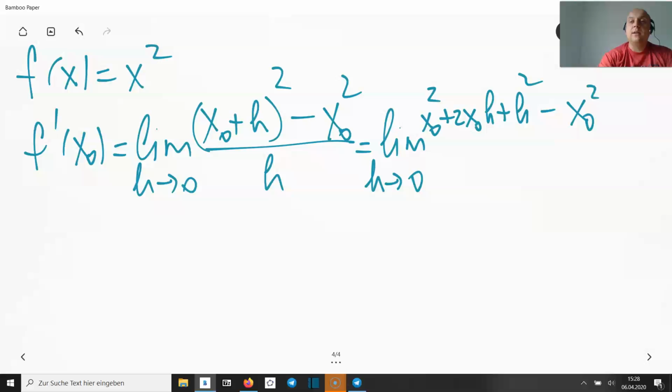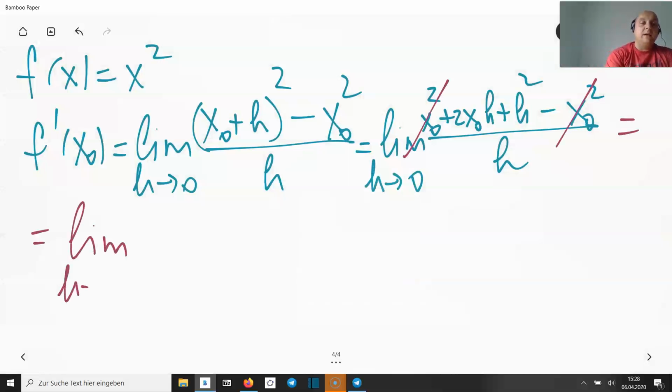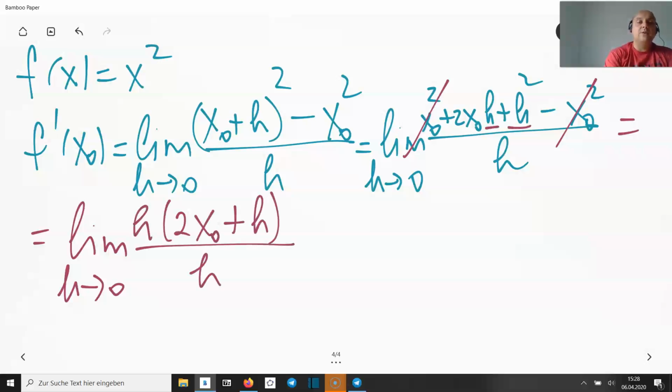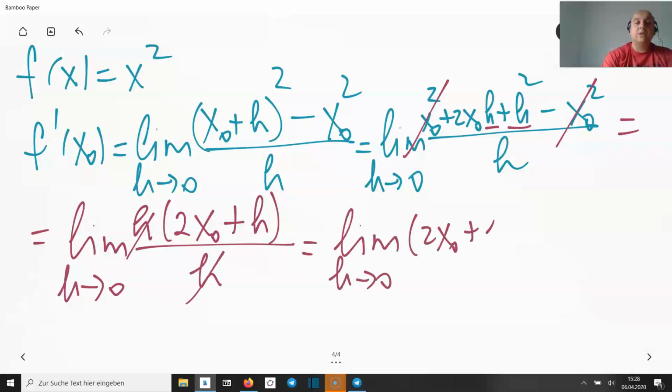Minus xo squared divided by h. And now you see those two are gone. Now we have the limit as h goes towards 0. Well, you see, we now have a common factor h. We can take it outside of the parentheses. We get 2xo plus h divided by h. We cancel those two, and now we have the limit as h goes towards 0 of 2xo plus h, and now we have no trouble for h to run towards 0. So the outcome is 2xo.